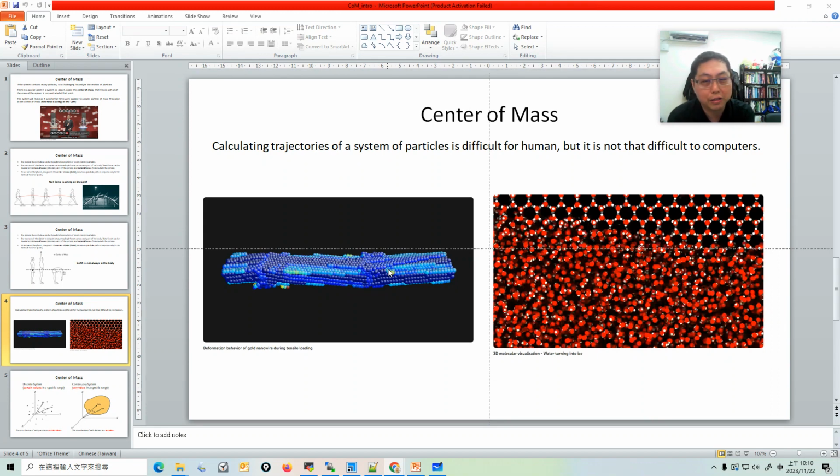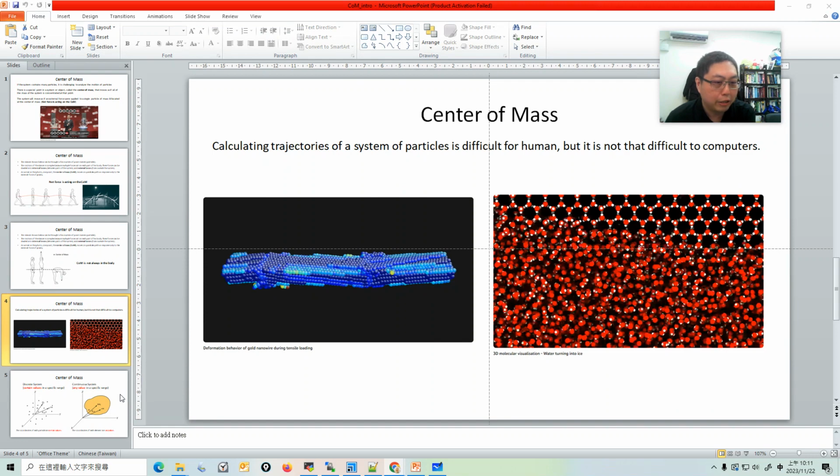And so there's a simulation technique called molecular dynamics. The basic idea is just to calculate the trajectory of each particle in your system, and you can do 1,000, 10,000 atom trajectories. I'm just telling you there's a simulation technique called molecular dynamics.